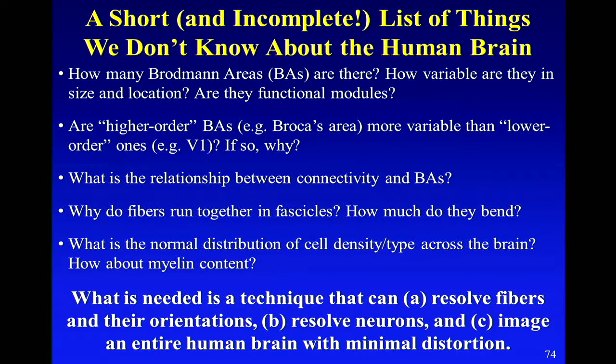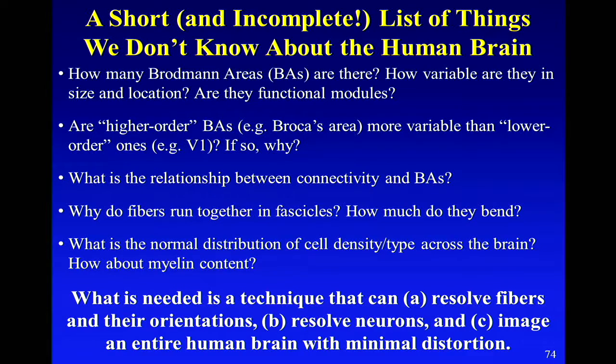Are the Brodmann areas hierarchical? You know, is 44 and 45 higher in some graph theoretic sense than 17? I guess so. We think so, but we don't really know. Are the higher ones more variable? There's some evidence that this is the case, but it's very sketchy. Maybe. What's the relationship between connectivity and Brodmann areas? We have theories about this, but we actually have no idea.